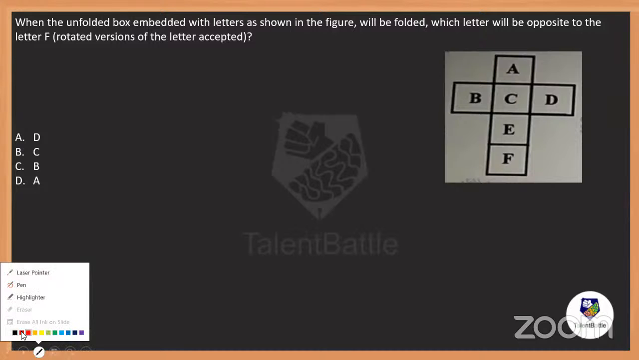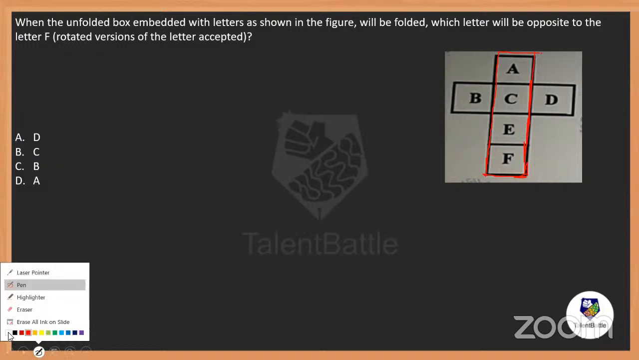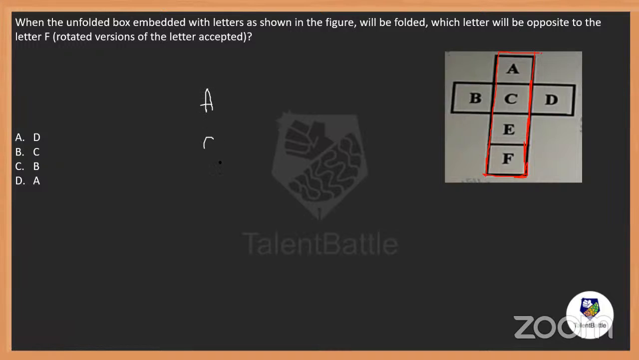How are you supposed to take? Either just take horizontally or vertically. That means just take this one only. Don't consider anything else. So I can see here A, C, E, F. Now if I want to identify the opposite sides, that's pretty easy. Suppose I want to identify the opposite side for A. Just ignore the next one. The next one is the opposite.